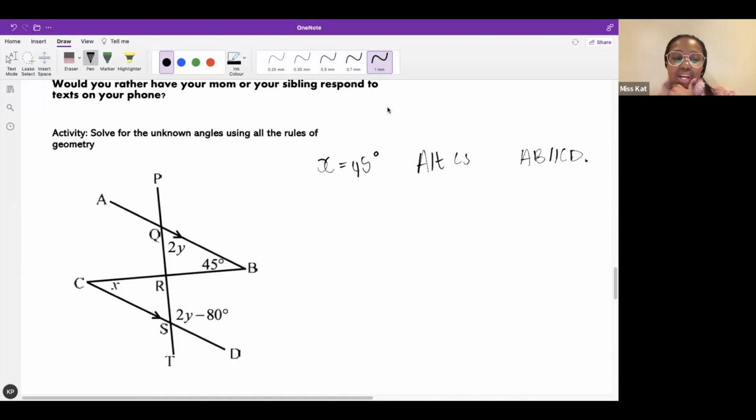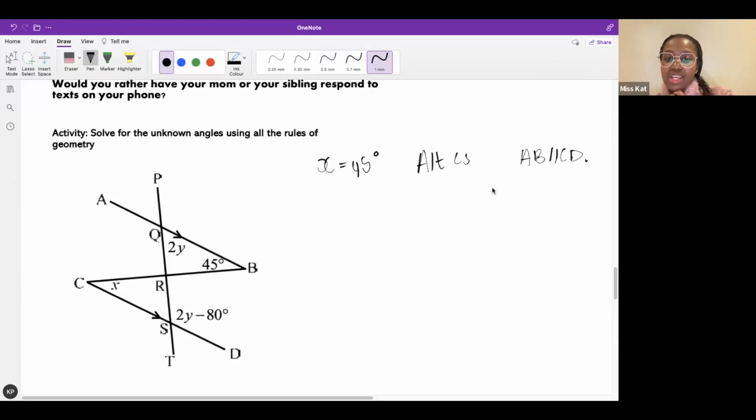Come look carefully, guys. Do you see any Z? Do you see anything? We have X, but we need Y. Do you see any corresponding? Oh, I'm seeing something. 2y plus 45? No. Yes.